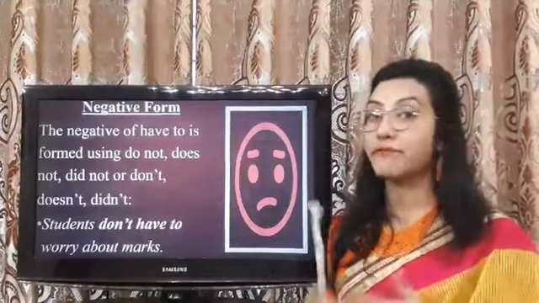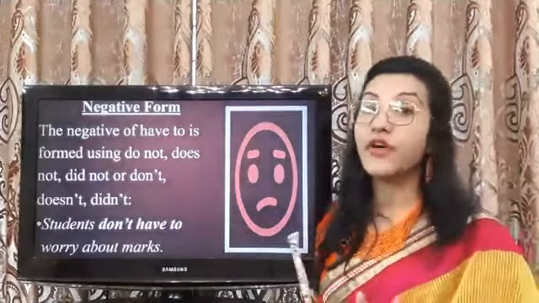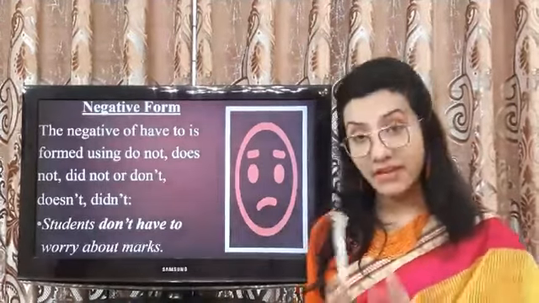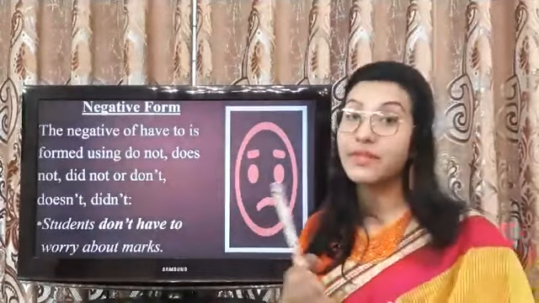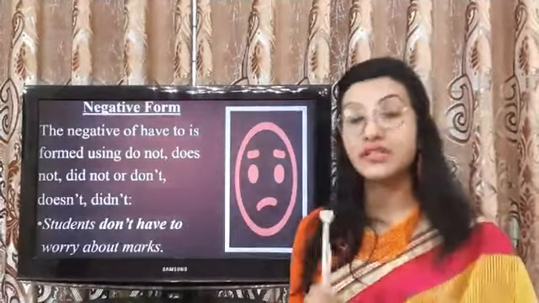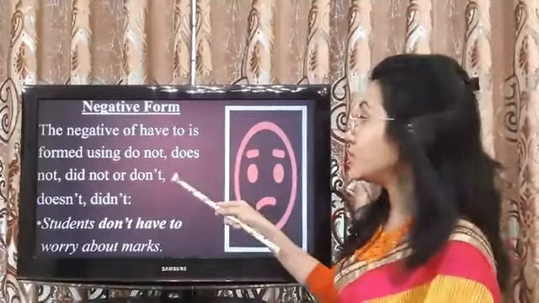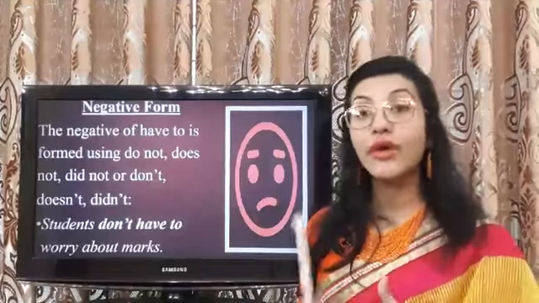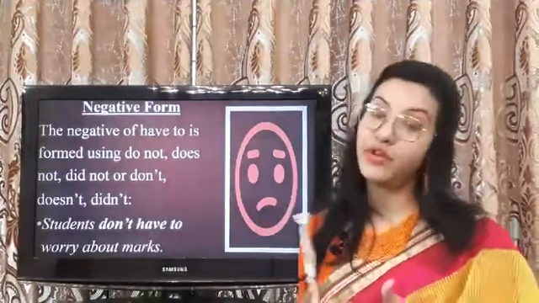For example, if you have first person singular number, second person, or third person plural number, you're going to use do not. But if you have third person singular number, for example, he, she, it, or any other singular noun, then you are going to use does not. And where are we going to use did not? When we are talking about past tense, then we are going to use did not.